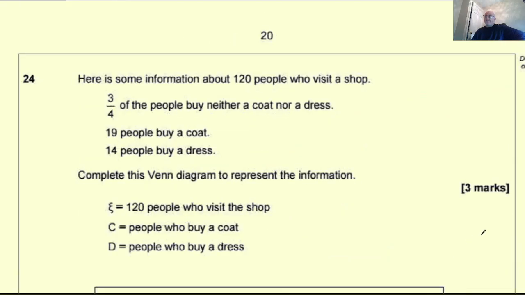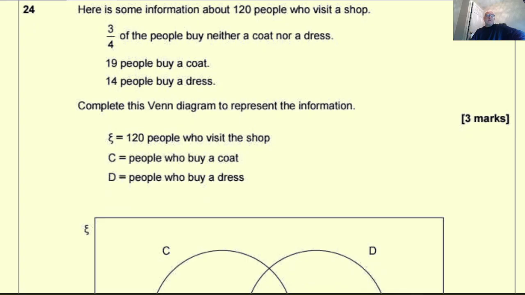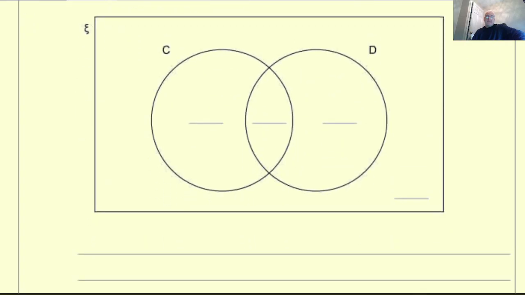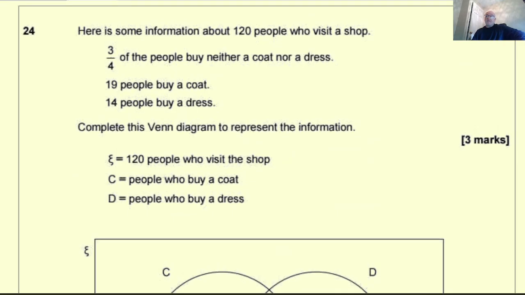Question 24. Just looking at the question, there's a lot of information in this question. We've got a Venn diagram to fill out. There's 4 places to fill it out. So let's see if we can start by making sense of this. Here is some information about 120 people who visit a shop. So everyone in my set is going to have to be 120 people in this Venn diagram somewhere.